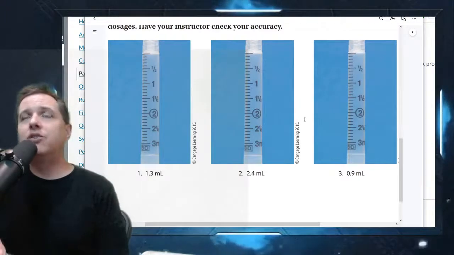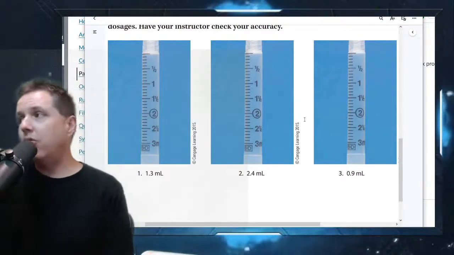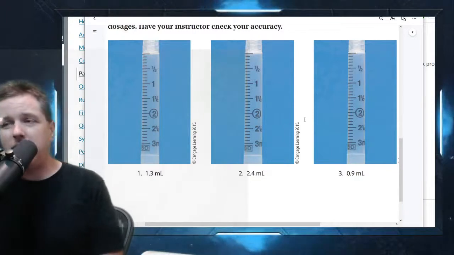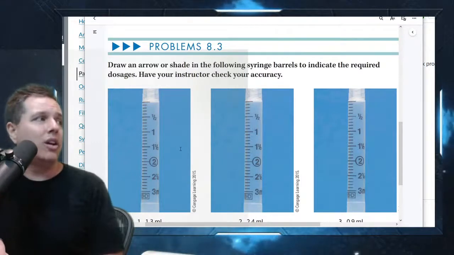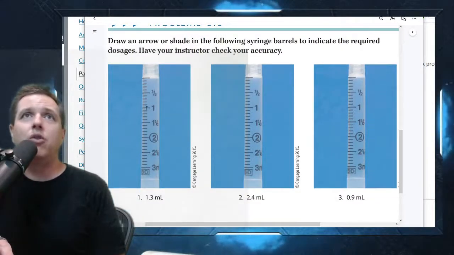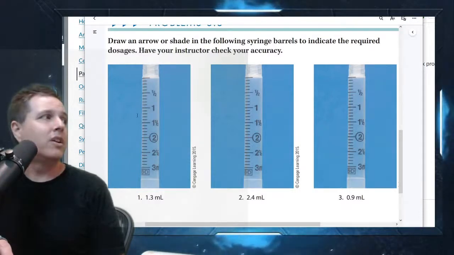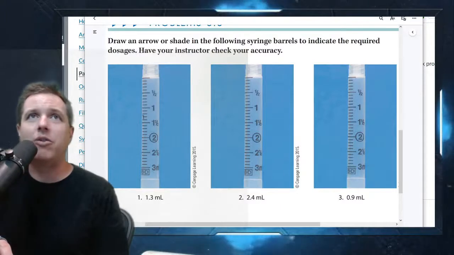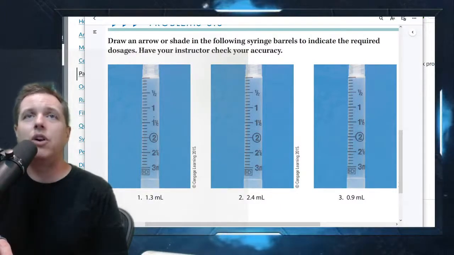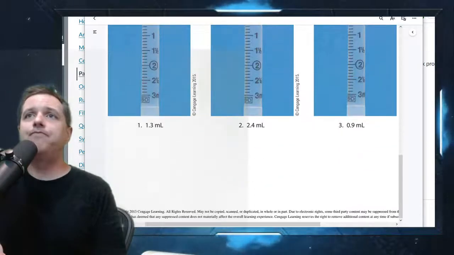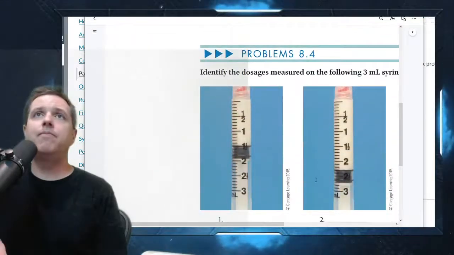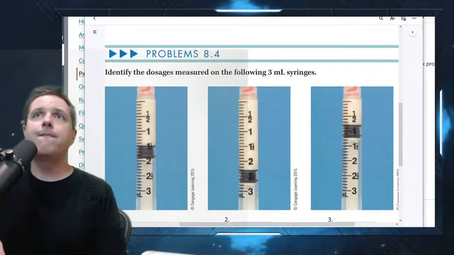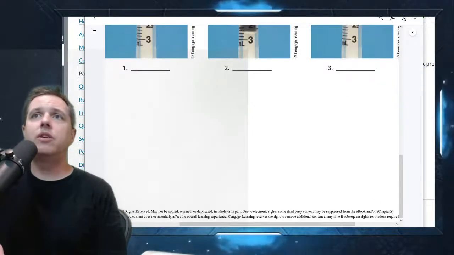And then you'll do problems like this. We just saw problems where they give us an arrow, or they show us one that has the medicine in it, and we have to figure out how much medicine is in here. You're also going to have ones where they tell you to draw the arrow in the correct place. So at 1.3, we'd go to 1 and then go 1, 2, 3 more. So it'd be right in here. It's not on the arrow right now, so I can't point, but you can see right where it would go to give us that right amount. Okay, that's more of the same. 3 milliliter syringes, more of the same.